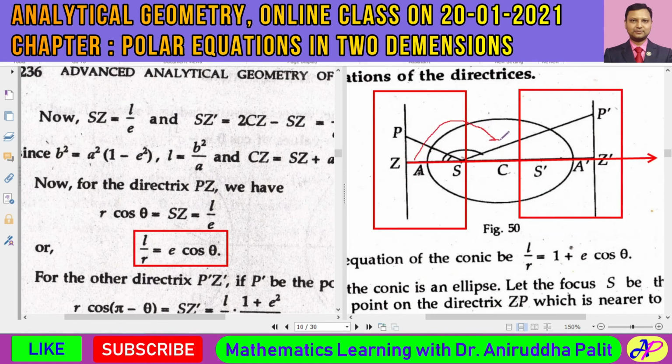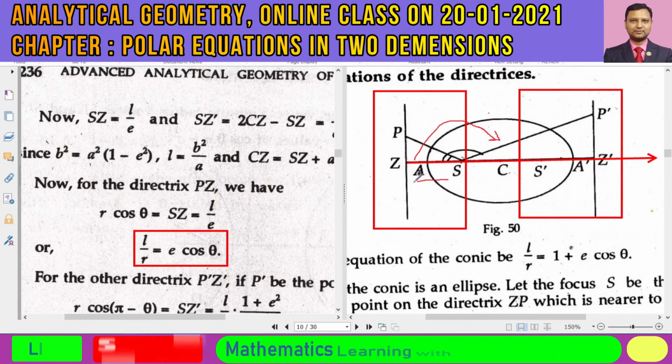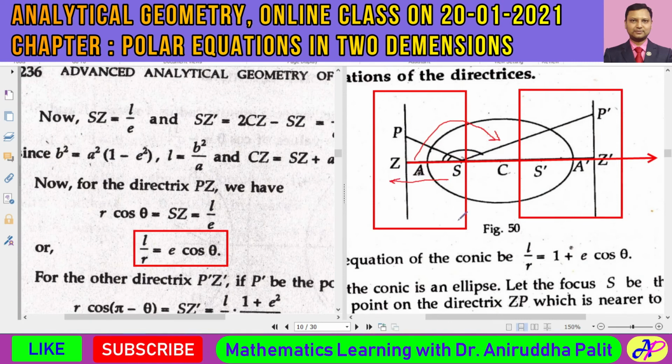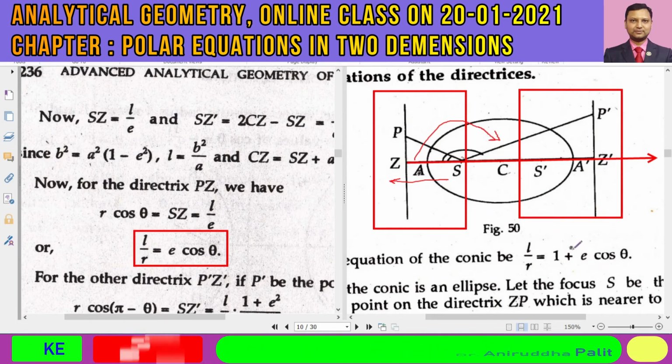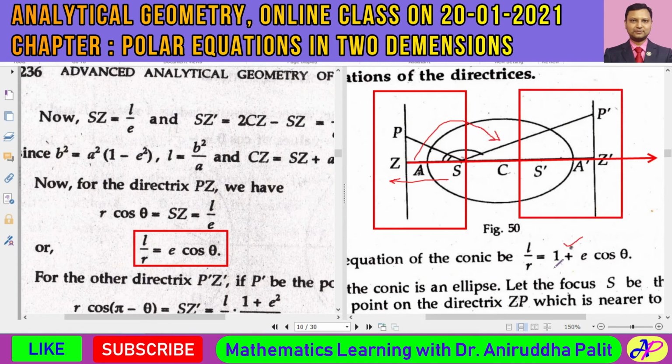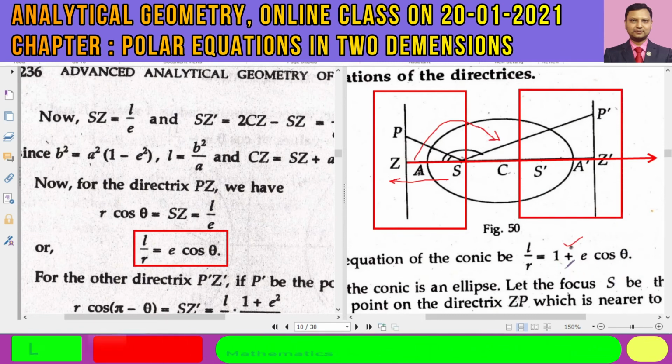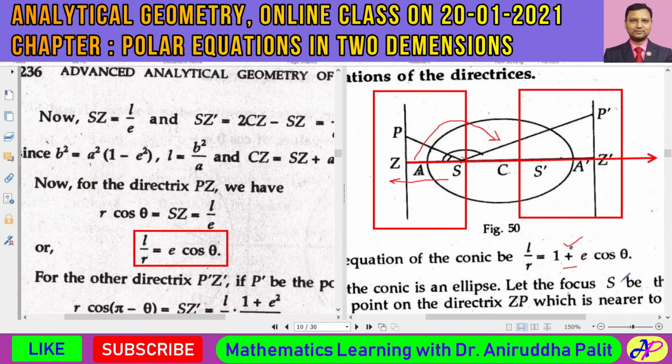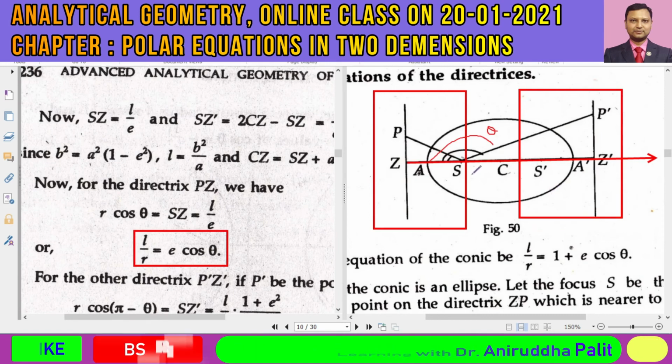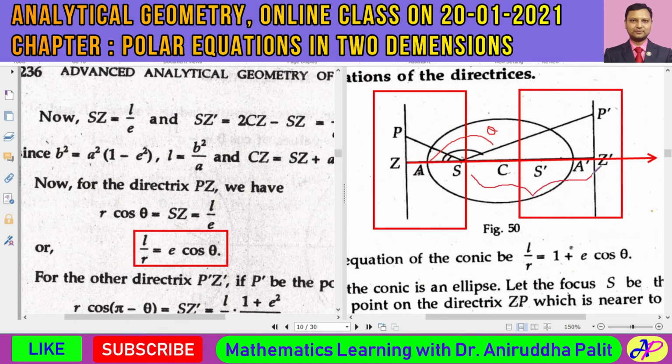And what is theta? Theta should be measured in this direction. You see over here, this was the initial direction, not this direction. Clear? Not this direction. So S to Z was the direction of the initial axis. That's why we took the equation as 1 plus E cos theta. Otherwise, we had to take 1 minus E cos theta. So that's a different issue. Therefore, this angle would be equal to theta.